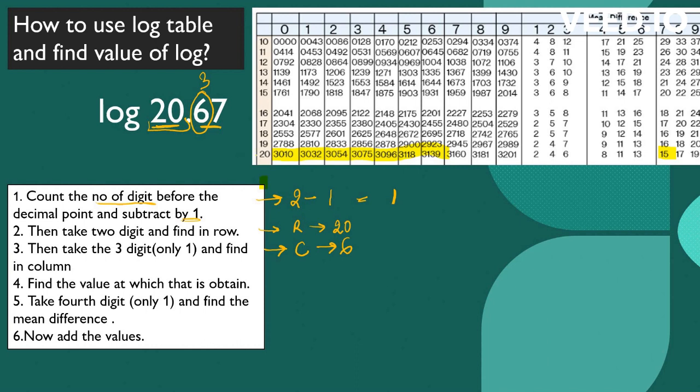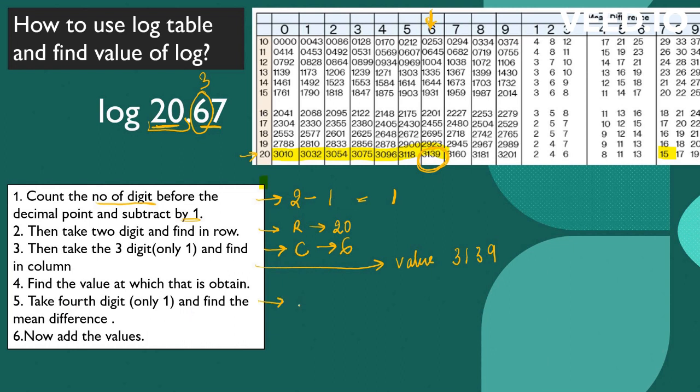Now find the value. In the row we take 20, and in the column we go to column number 1. Always remember, the third digit value we find from column number 1. So for 6, the value that I am going to get here is 3139.